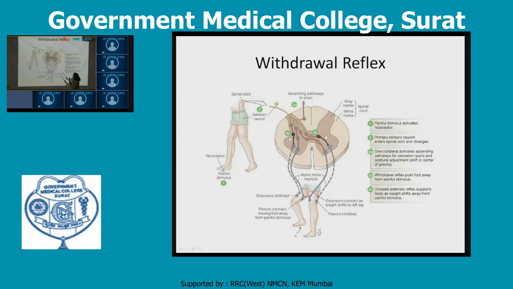Why is this extensor response there in the other limb? Because it helps in maintaining your body weight and posture. If there were flexion of the limb only, you wouldn't be able to manage your balance. That is why the extension of the other limb takes place, which helps in balancing your body weight.